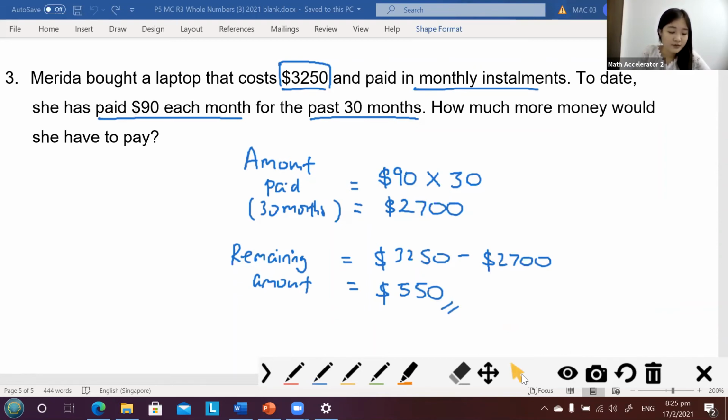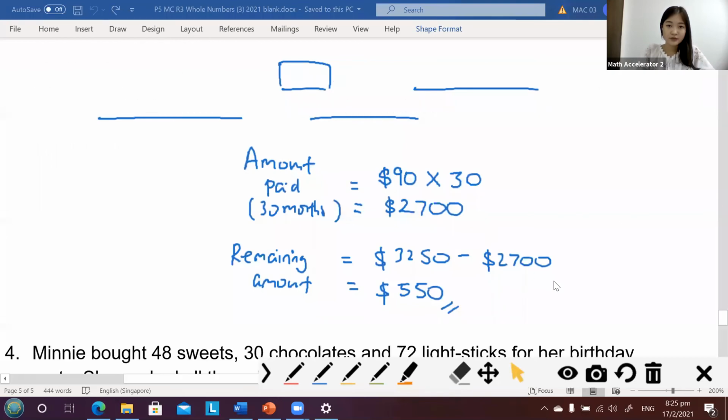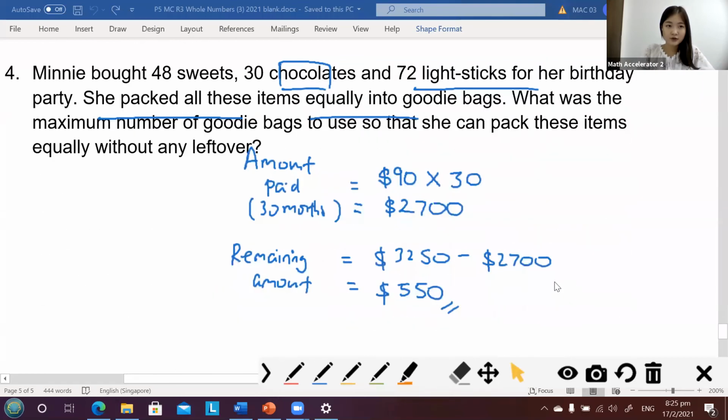So you just find out how much she already paid and then subtract it from how much she actually needs to pay. So you can find out the remaining amount that she still needs to pay. Okay, good. All right, let's carry on. Question 4.